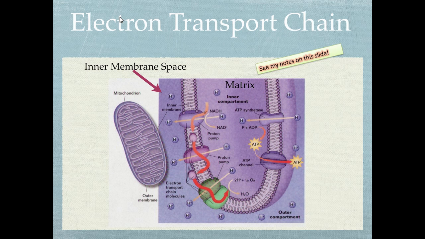And what happens is that they flow back into the matrix through an enzyme called ATP synthase. Do you see that to the upper right? So they're going to flow back through the enzyme ATP synthase. What does that enzyme do? Well, think about the name, ATP synthase. It synthesizes ATP from ADP.